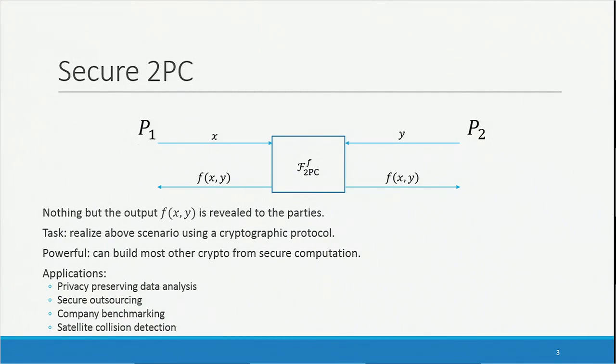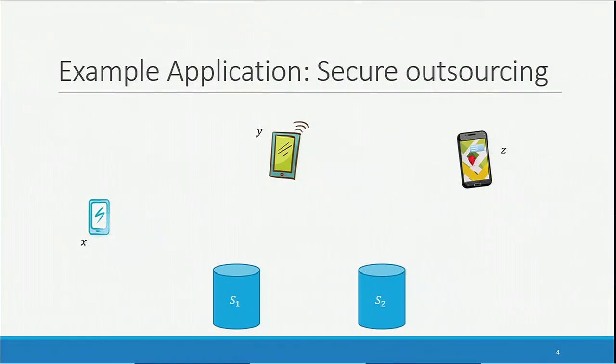Let's try to look at one of these applications in more detail, namely secure outsourcing. So let's imagine we have a number of clients, let's say cell phones, and their private information is their location. They're interested in figuring out the proximity to one another, but they don't want to reveal their position to the other cell phones. They can then employ some servers that will help them in this computation.